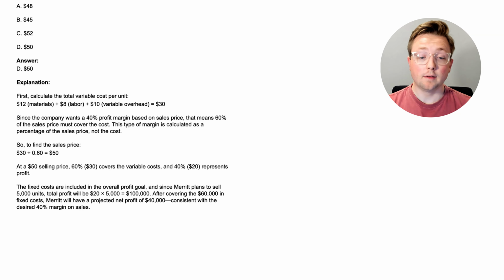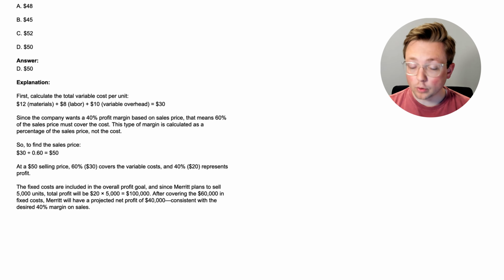So let's go through this. First, you want to calculate the total variable cost per unit. So we haven't had to do that in the other questions. So I want to point out again, this is how you figure out what the variable cost is. Direct materials and direct labor are variable costs. Those are considered the prime costs, and almost always they are variable. And then variable overhead is, of course, variable as well. So $12 plus $8 plus $10 is $30.